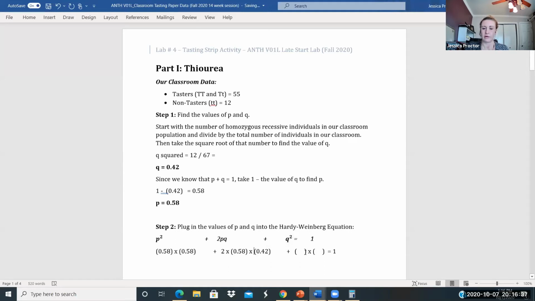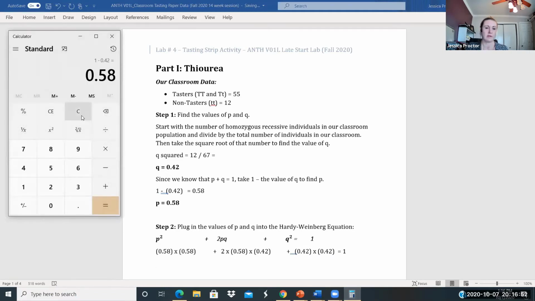And then we see a Q squared. So Q squared is essentially the value of Q multiplied by the value of Q. So we're plugging in our value of Q, which is 0.42. Okay, and the next step, we need our calculators again.